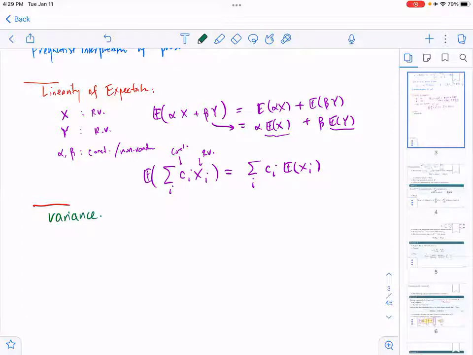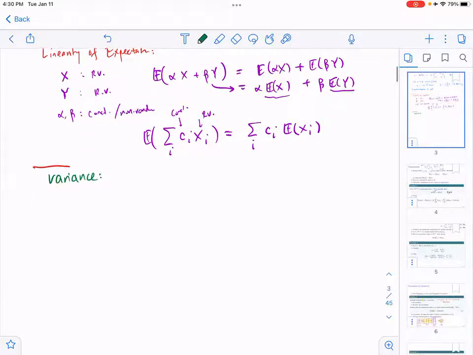What is the variance? Some measure of how much the random variable normally deviates from the mean. Okay, so yeah, a measure of deviation, let's say. Deviation from the mean. Mean here being just another word for expectation.